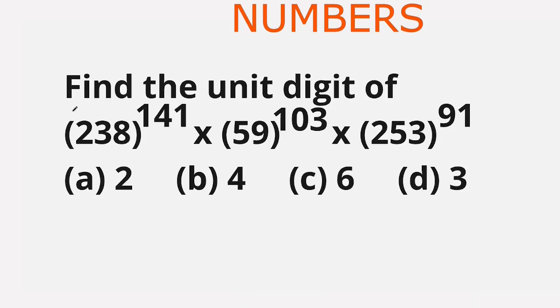Our question is, find the unit digit of 238 to the power 141 multiplied by 59 to the power 103 multiplied by 253 to the power 91. The given options are option A 2, option B 4, option C 6, option D 3.